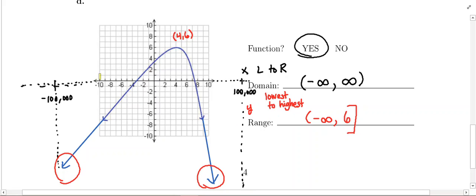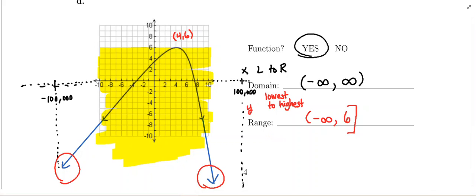If you want to visualize it in a different way, I'm highlighting the y-axis from negative infinity up to 6. It would just go down, down, down, and that's where the graph exists. If you look above y equals 6, you don't have any portion of the graph whatsoever. So as far as interpreting the range, this is just saying that the graph exists for y values that are 6 or smaller.